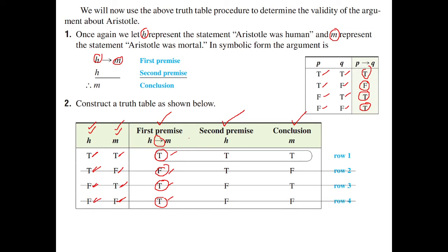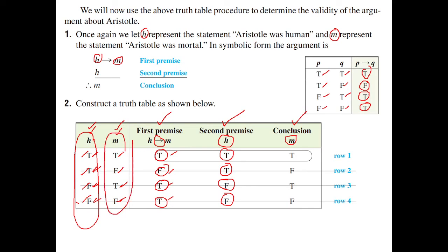Very good. Second premise, letter H. Whatever is in the letter H column, we just copy it. So I copied T, T, then F, then F. And for the conclusion, we copy letter M, which is TF, TF.